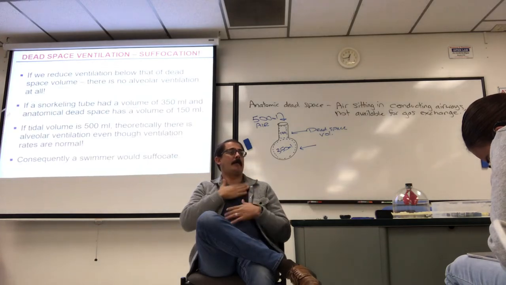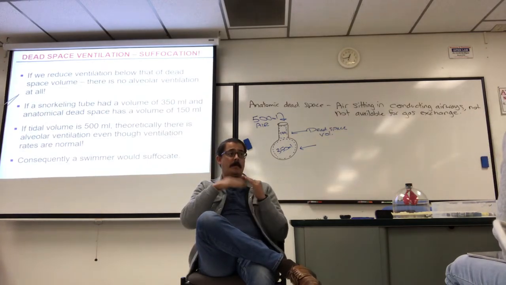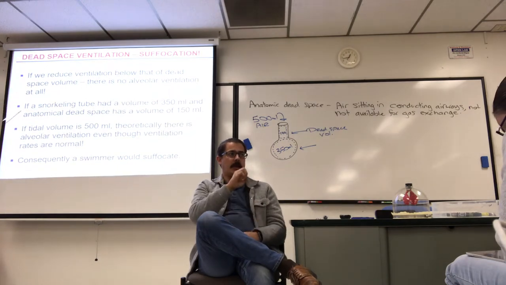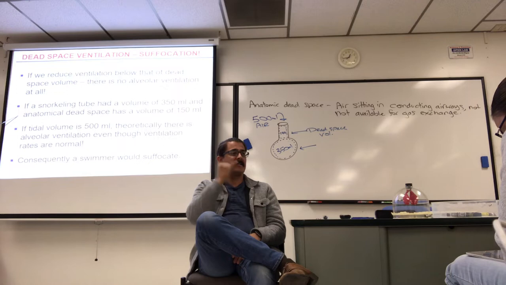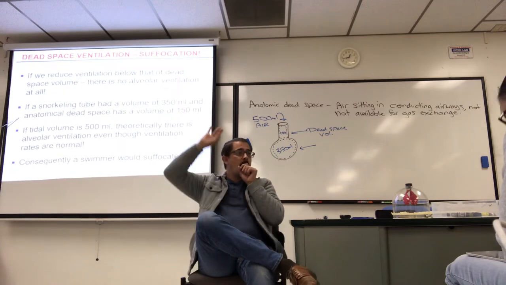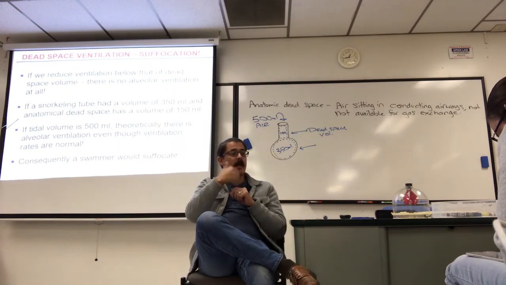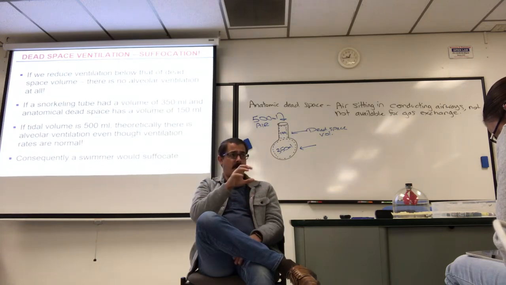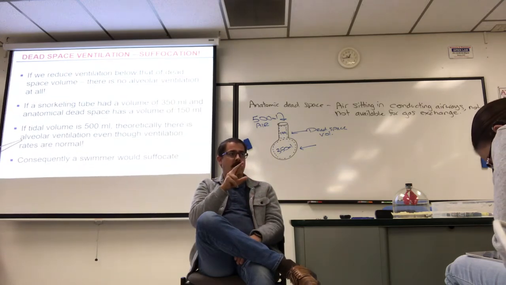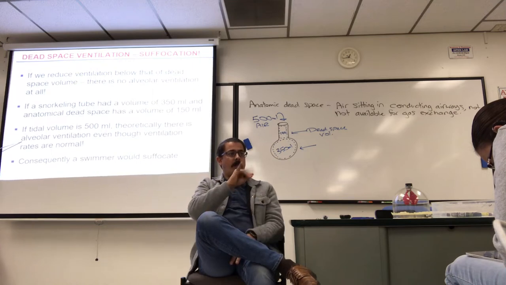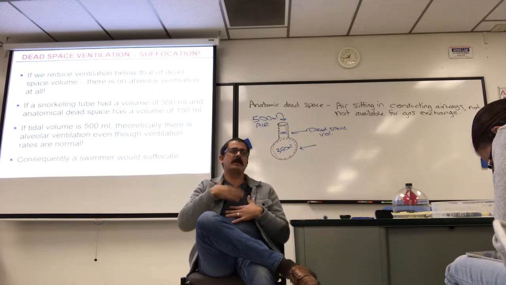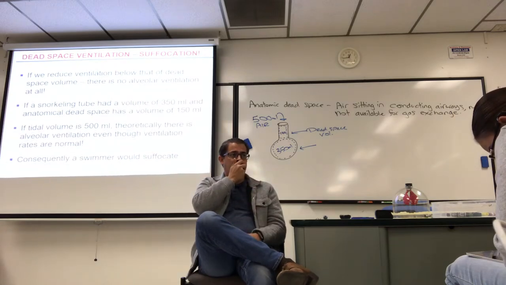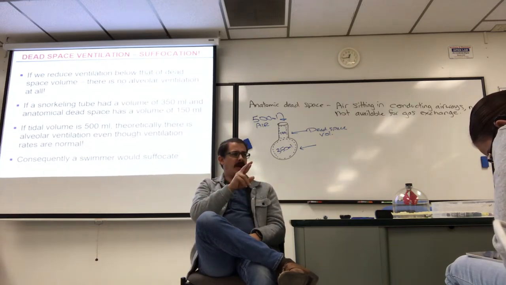If we reduce the ventilation below that of dead space volume, there's basically no alveolar ventilation rate. So let's say, for example, a snorkeling tube had a volume of 350, and the dead space is 150. If tidal volume is 500, basically none of that is fresh air reaching the alveoli. Theoretically, there is alveolar ventilation, but it's being ventilated with stale air. So consequently, a swimmer could suffocate.